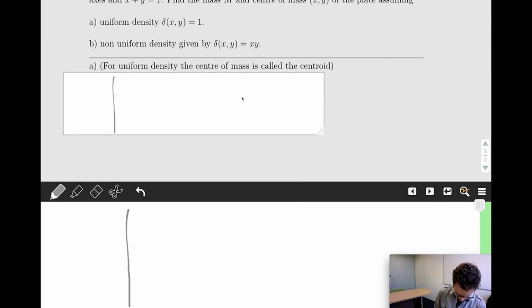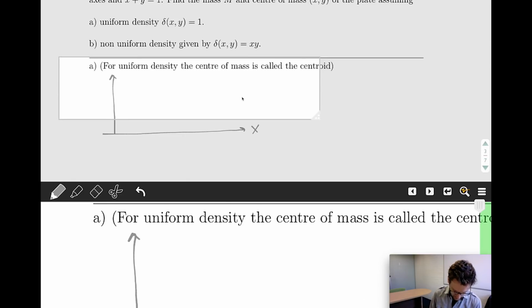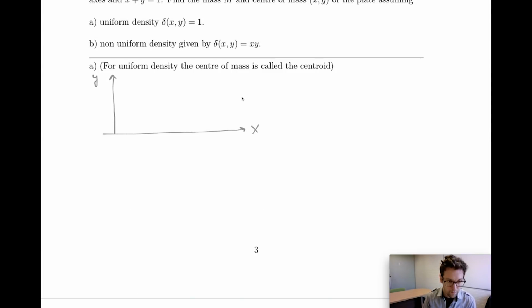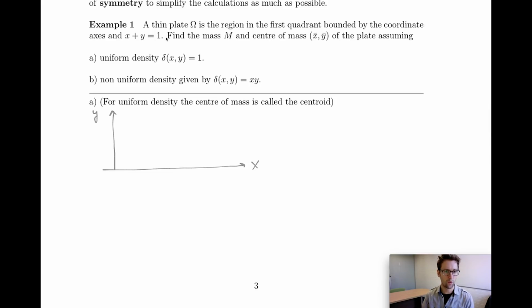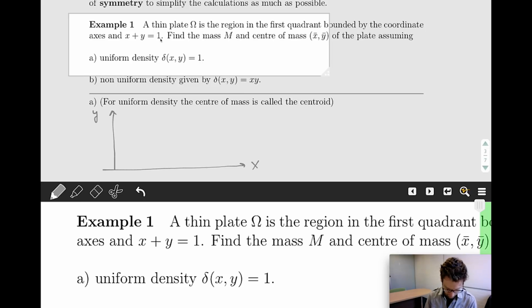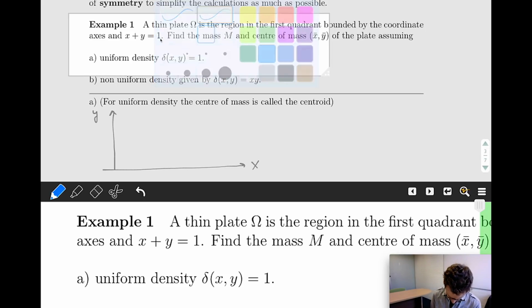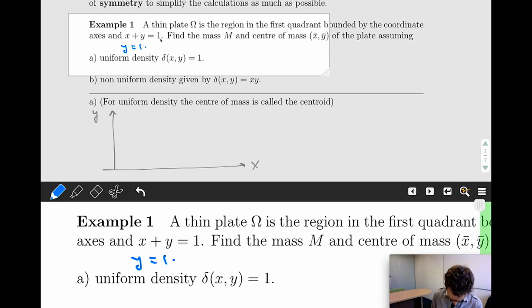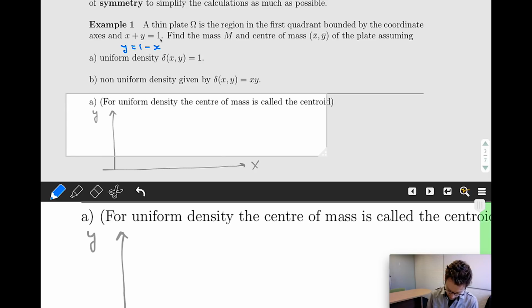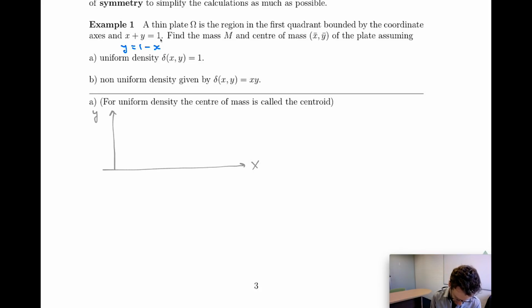So we've got x and y. We've got the line x plus y equals 1, or if I rewrite that, y equals 1 minus x. So that's a line passing through y equals 1 with the slope of minus 1. So that's easy to sketch. It's something like this.